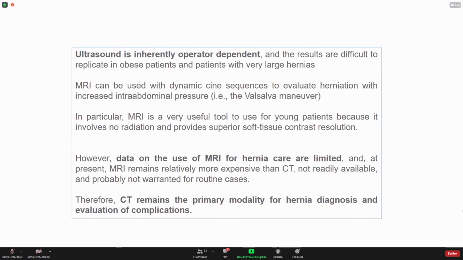So we know that ultrasound is operator dependent. Everyone knows it. So it is important that you work with experienced persons. The MRI can be used with dynamic sequences, but I think the MRI has limited value in the follow-up, only if we want to exclude other differential diagnoses. And the CT scan is, in my opinion, also, as Salvatore said, the exam that can be more helpful in the follow-up of our patients after hernia surgery, or in the follow-up of a patient with a hernia.